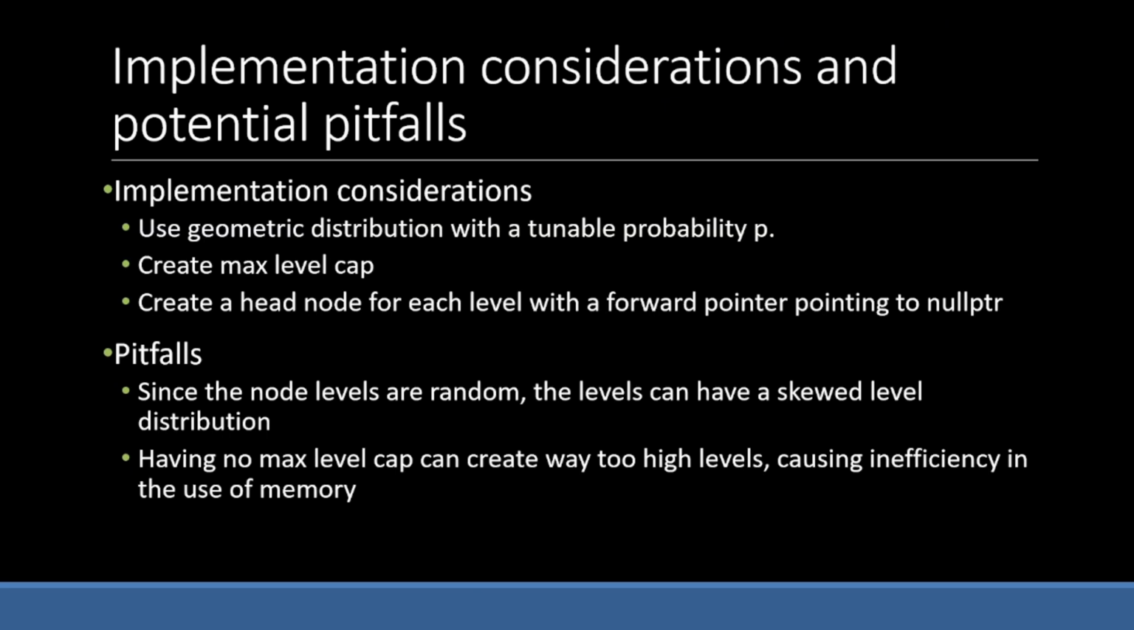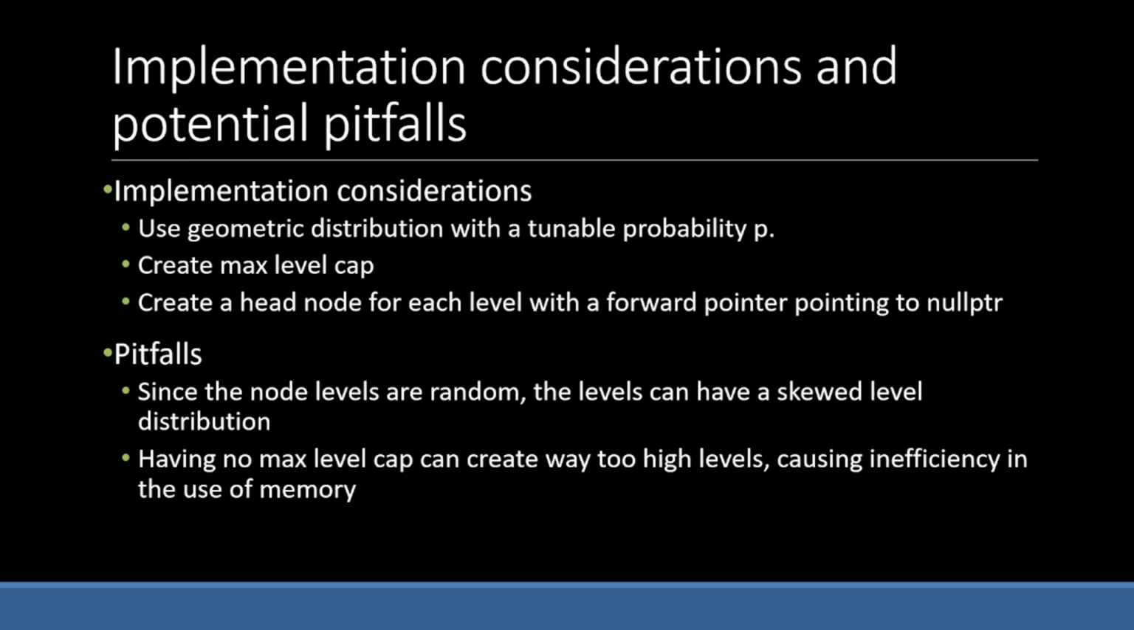Next, let's talk about some implementation considerations and some potential pitfalls. First, an implementation consideration is that skip list uses a geometric distribution with a tunable probability p, and we need to create a max level cap, or else there is a possibility that the levels could be very huge, which causes it to take more memory space. And we need to create a head node for each level, and at the end we need to have a forward pointer pointing to a null pointer.